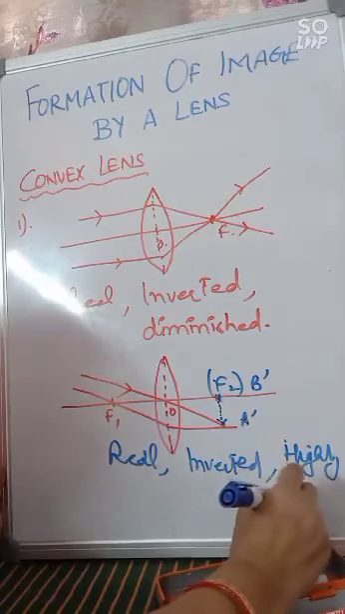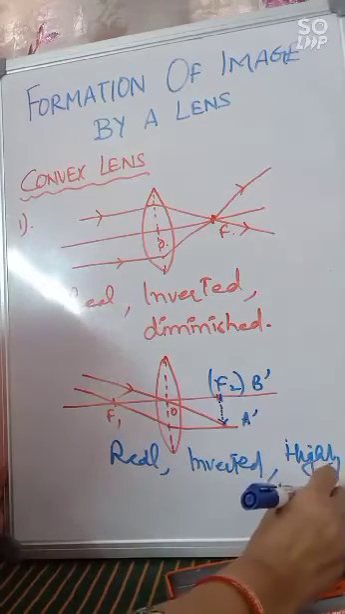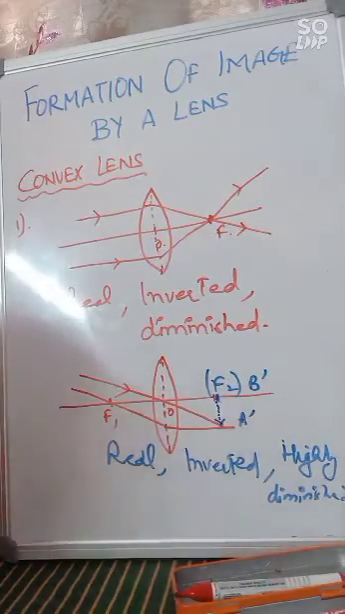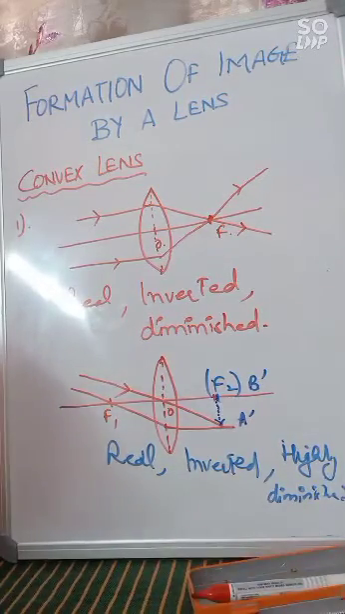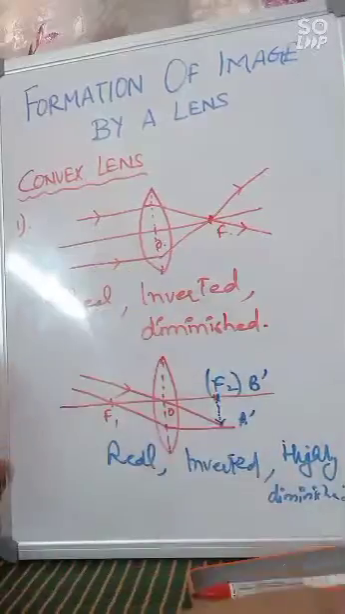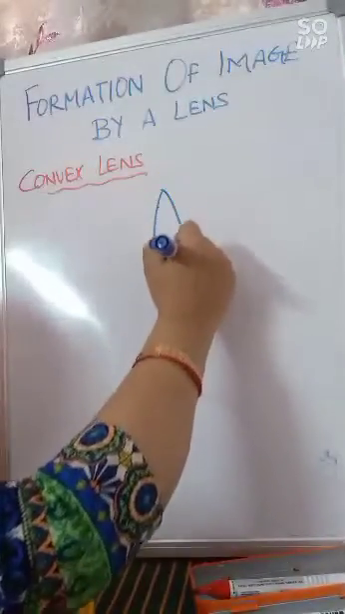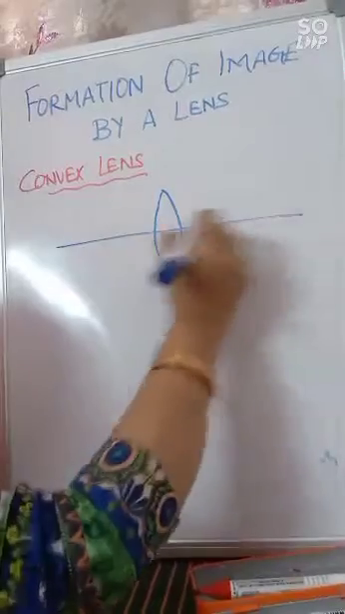Highly diminished. Okay. And what about the next? Next is when the object is, this was infinity. Now let's talk about the second case, when the object is beyond 2f.